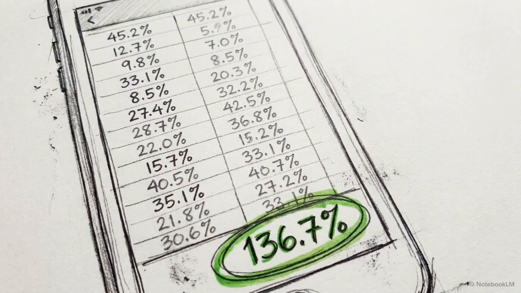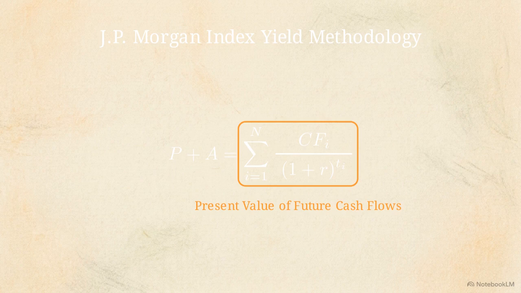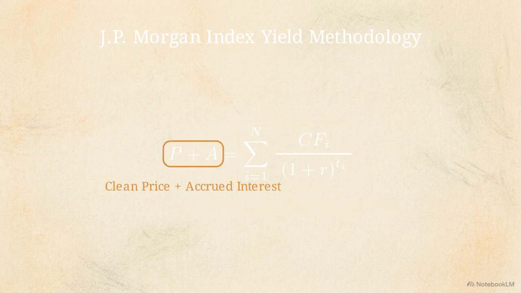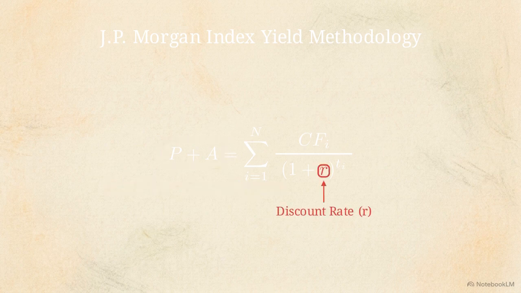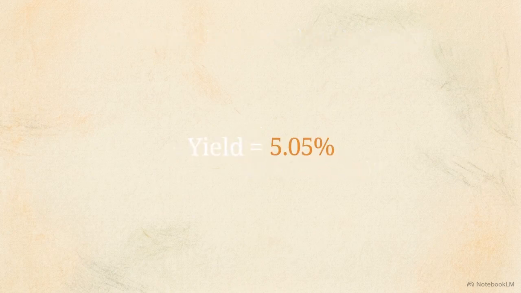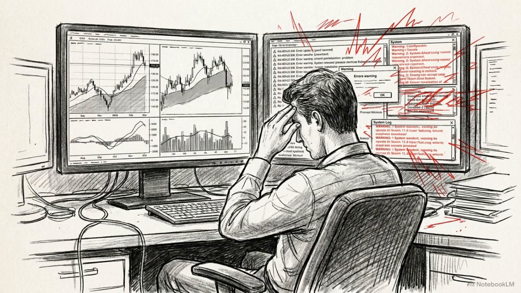The daily return calculation feeds into the broader performance benchmark governing the portfolio, yield to maturity. This is the two-step iterative equation used by the JP Morgan Index. It determines yield by calculating the discount rate at which the present value of all future cash flows equals the clean price plus accrued interest. The methodology isolates the discount rate variable, small r. Because settlement days and cash flow timelines vary, the index algorithm must solve for this variable iteratively. The mathematics assume perfect market efficiency.